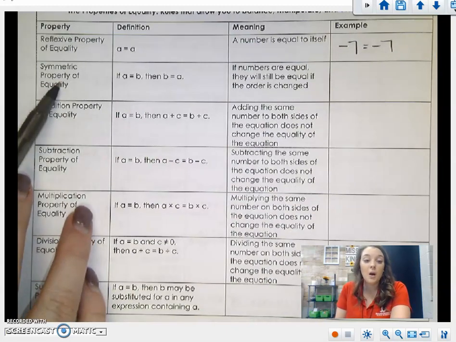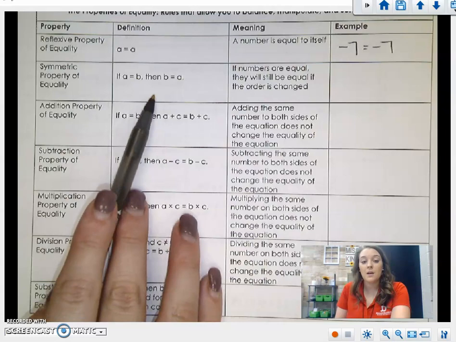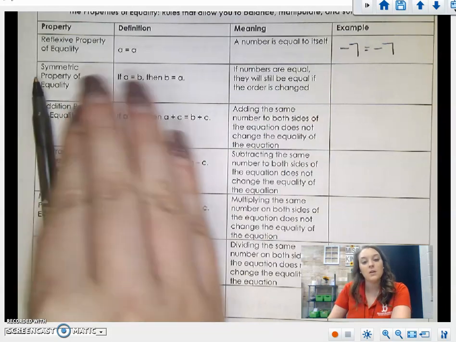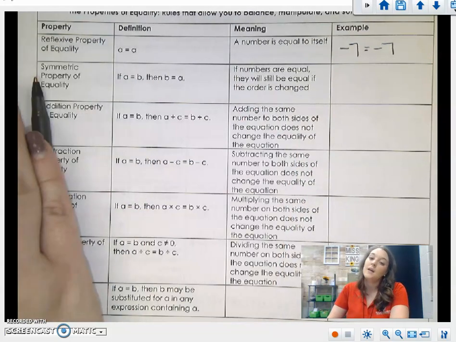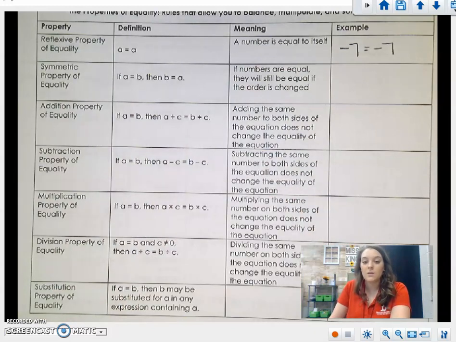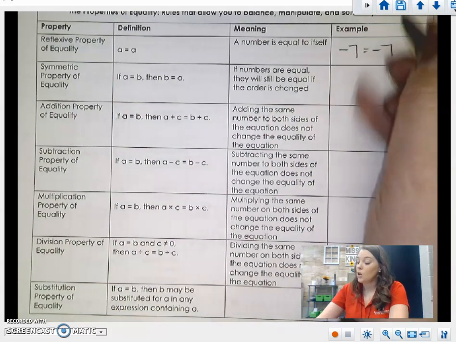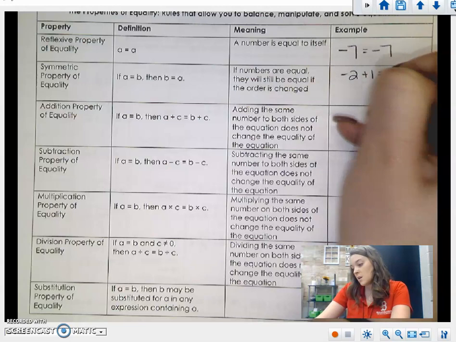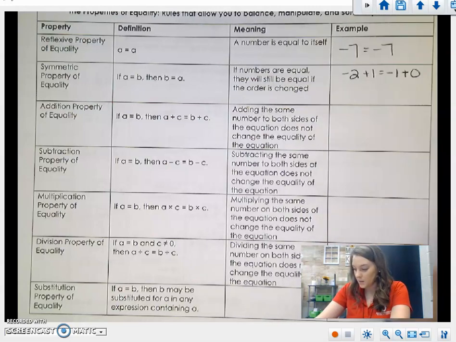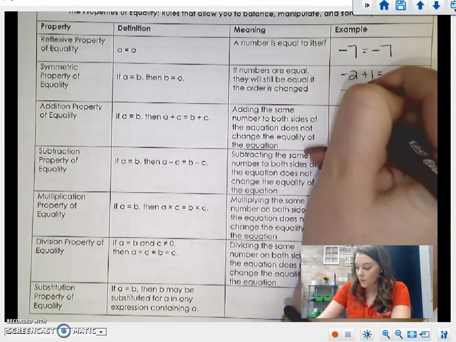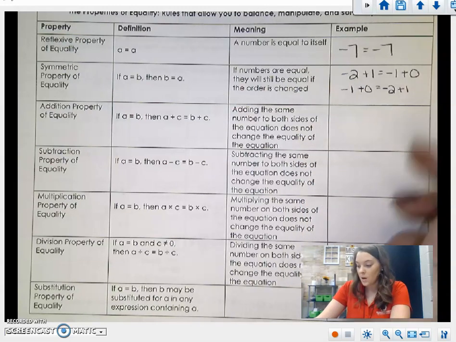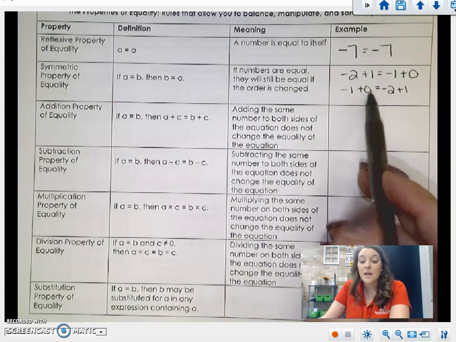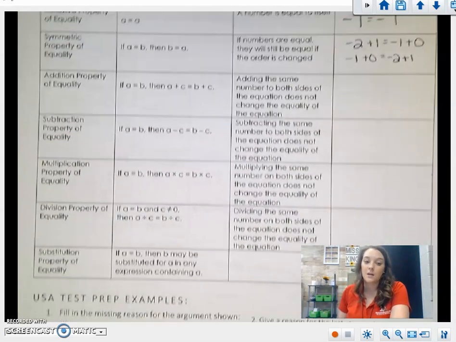The symmetric property of equality is if A equals B, then B equals A. So all you're doing is you're taking your equation and you're flipping it so that whatever was on the left is now on the right, and whatever was on the right is now on the left. So if the numbers are equal, they will still be equal if the order is changed. So -2 plus 1 is equal to -1 plus 0. And that'd be the same if you said -1 plus 0 is equal to -2 plus 1. All I did is I took what was on the left and put it on the right, and what was on the right and put it on the left. It's the exact same equation because there's an equal sign.